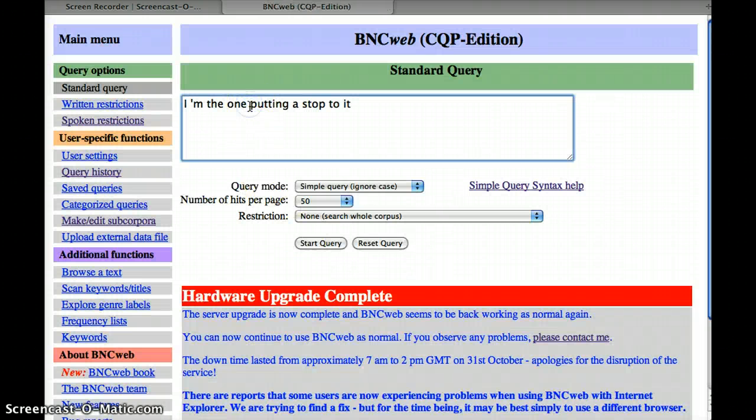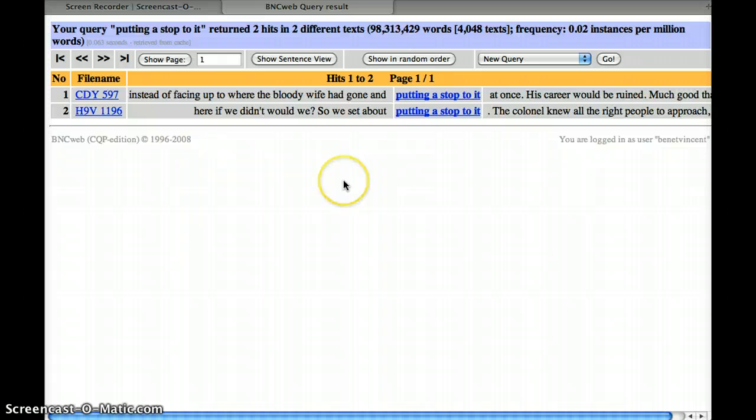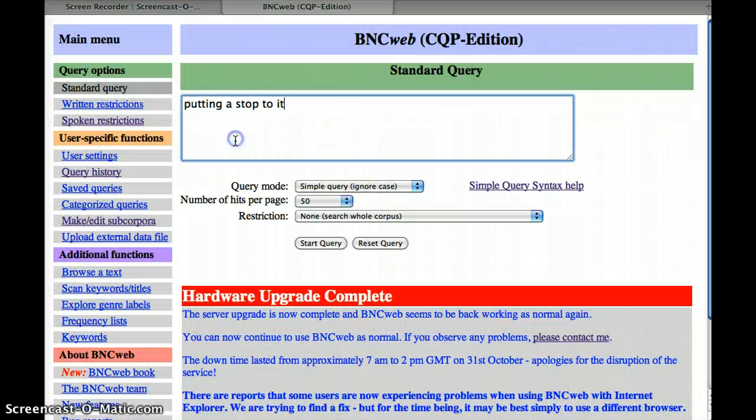So what we might want to do is say, okay, it doesn't matter who the subject is, it could be lots of different people. So we'll just say putting a stop to it. This makes it a bit more general, maybe we'll get more hits. And here we get 2. Okay, next stage, we might think 2's not really enough hits. So let's look for all forms of the verb.